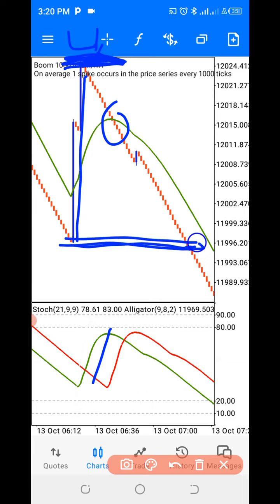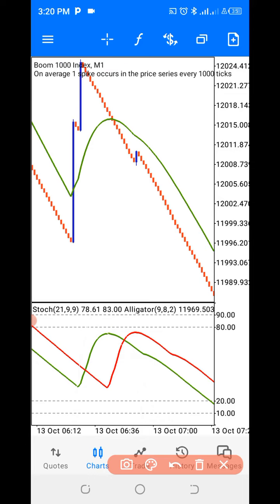You target this lower low, the previous lower low, as your take profit, right? So let me share the settings for you. The first thing is that, for those of you that are new, you click on this F here, you click on this F here.